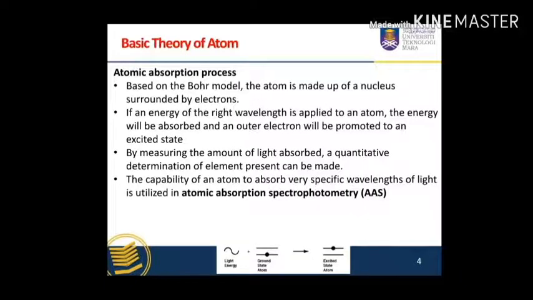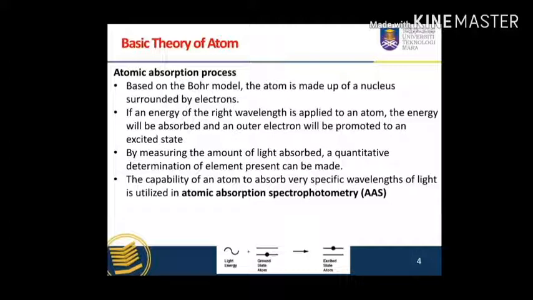Before we proceed further with instrumentation, we need to go back to the basic theory of the atom. I think you already learned this during your matriculation or Form 5 chemistry. According to the Bohr model, the atom is made up of a nucleus surrounded by electrons. When energy of the right wavelength is applied to an atom, the energy will be absorbed and the outer electron will be promoted to an excited state. I think you're quite familiar with this concept.